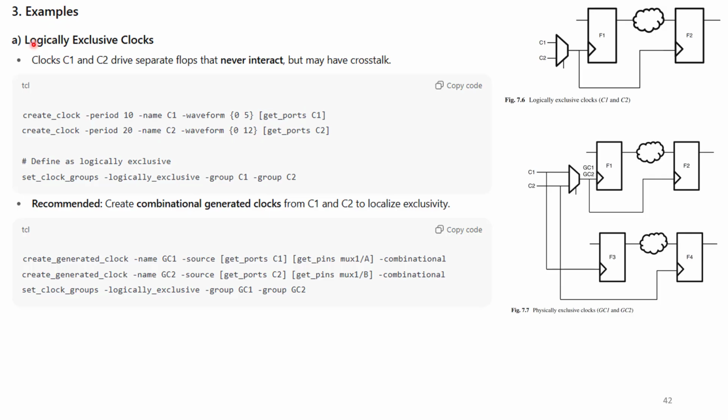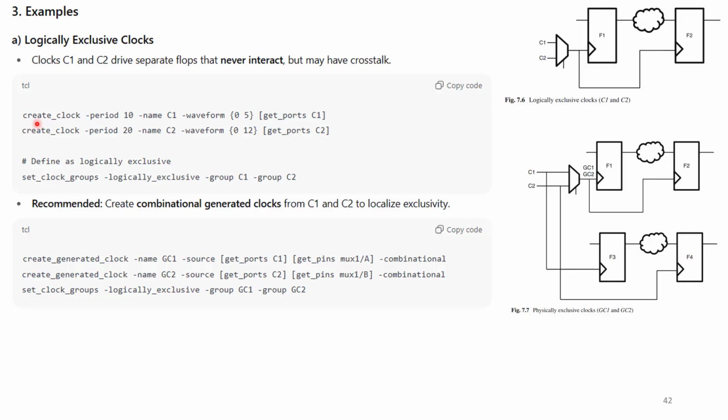Now let us see an example for logically exclusive clocks. This is the example you need to consider. Clocks C1 and C2 drive separate flops that never interact but may have crosstalk. Here C1 and C2 are two different clocks driving two different flops. There is no relationship between C1 and C2, that is, they never interact. But as two wires are present in parallel, there may be a chance of crosstalk.